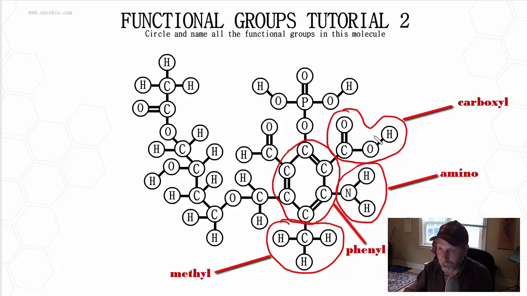All right, and this is why when we circle the functional groups, we're not including the other carbon that is attached, just this group. So imagine this amino clicked on here, or this carboxyl clicked on to the phenyl ring, or this methyl for that matter. Let's go above here with the phosphorus atom in here. This is a phosphate group.